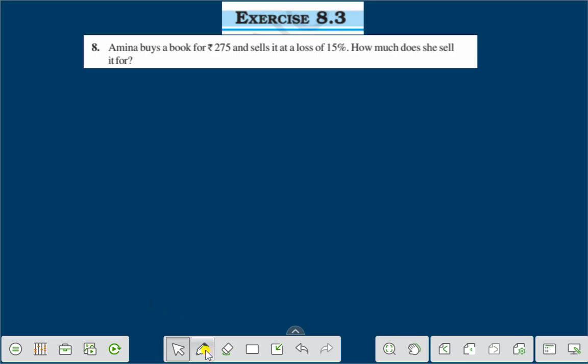Here, let us solve this problem. Here is given: Amina buys a book for rupees 275. That is, cost price is given. Cost price is equal to rupees 275, and loss is given, loss is equal to 15%.